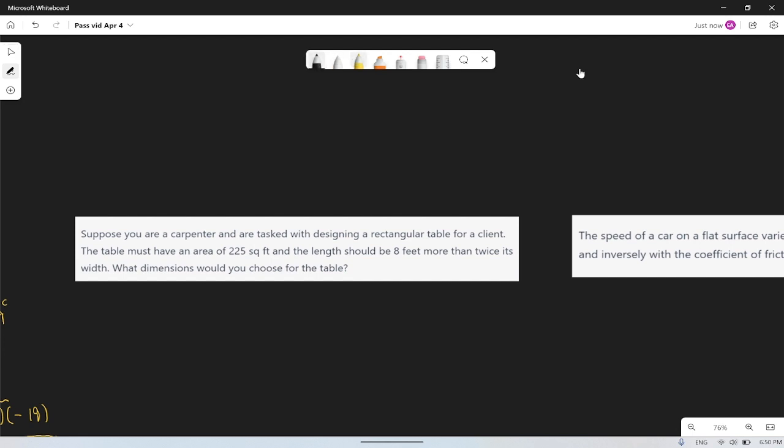So first, let's write down what we know. So the area equals 225, and the length, let L equal our length, equals 8 feet more than twice its width, so it would be 2W plus 8. And what dimensions would you choose for this table?